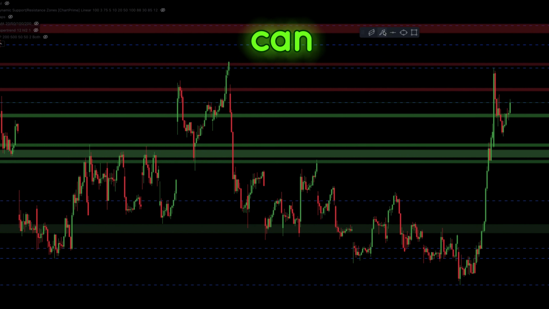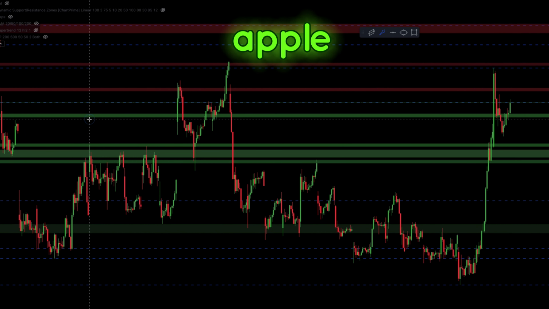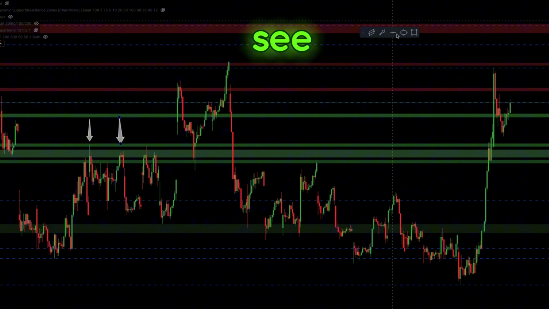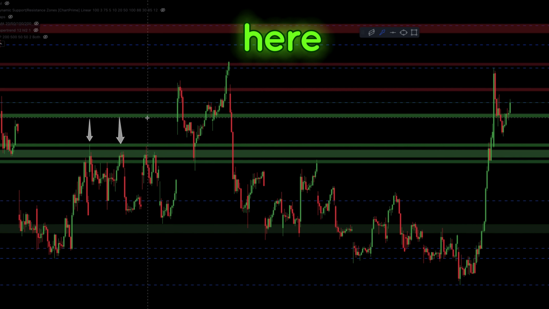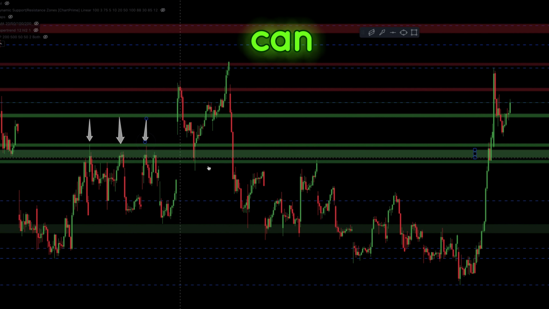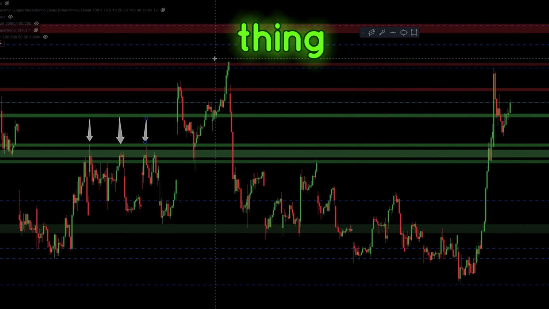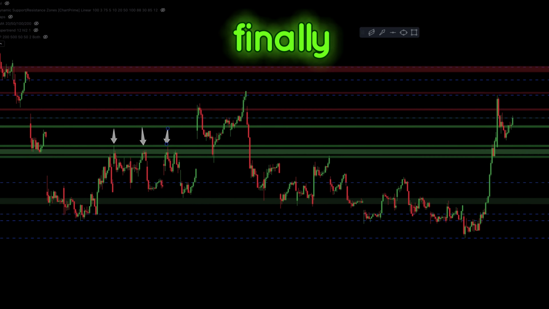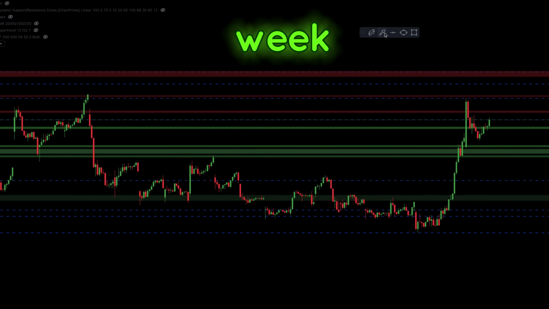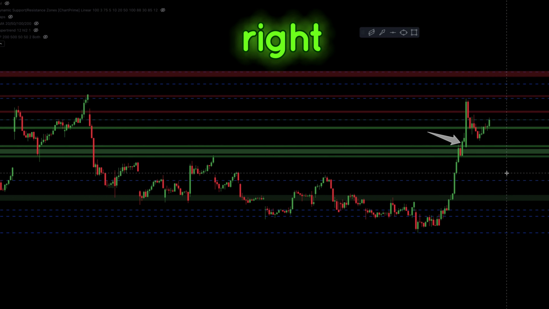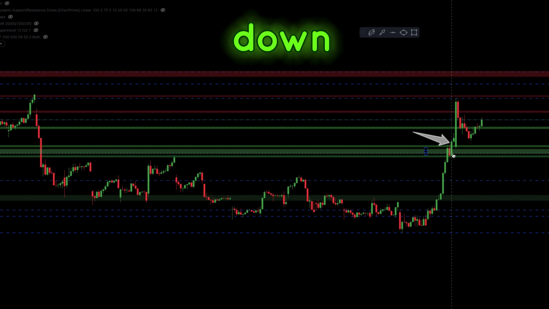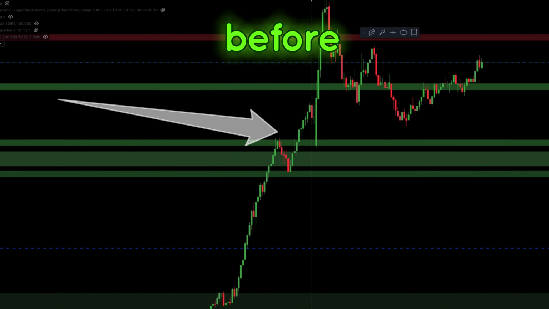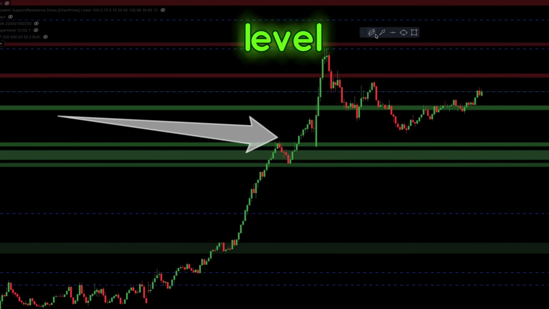I would not be super interested in Apple unless we come down to this 174 zone. We can see Apple struggled at this zone a few times, as we can see from these arrows that I'm making right here. And when we finally break above, this thing does make a nice little run, and then it broke below again. And finally this thing broke out this week, right about right here. We can see it came down and retested this area, broke out, came back, retested this area before it ran up to this resistance level up here.